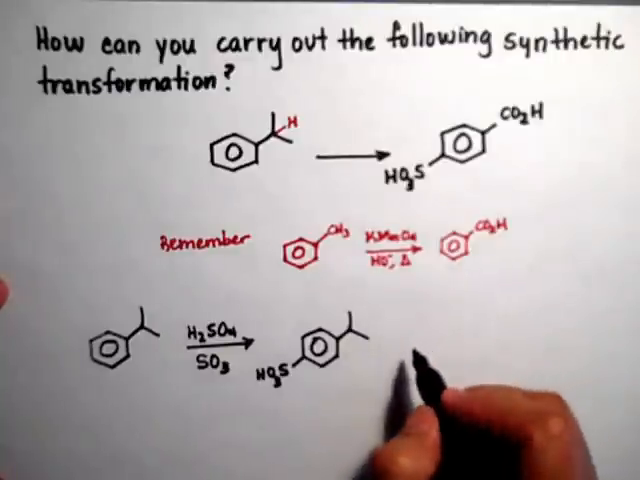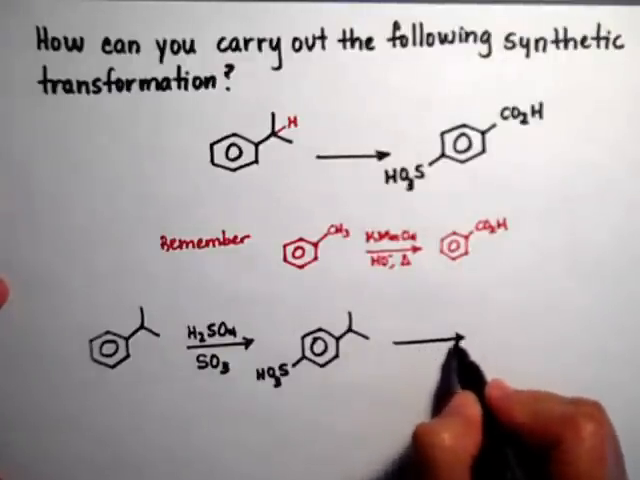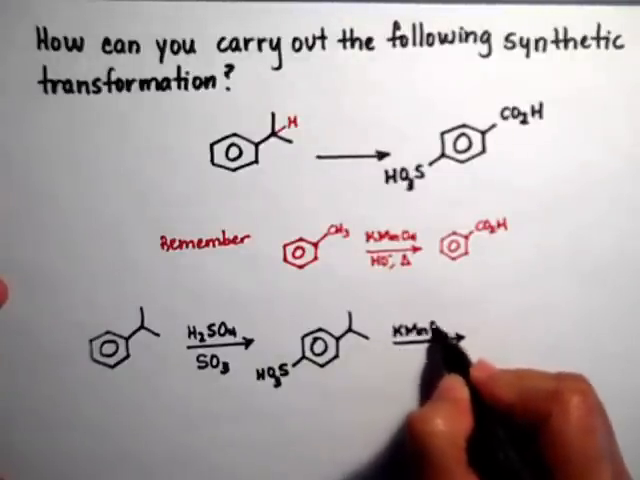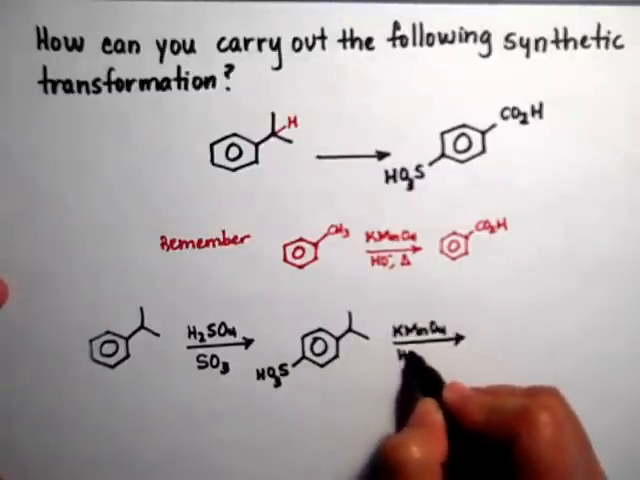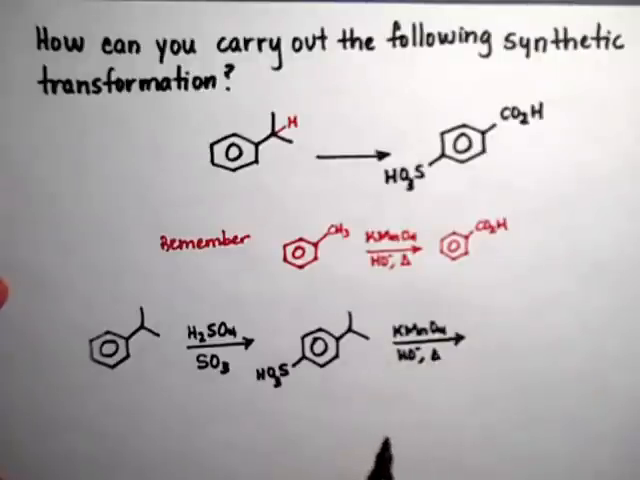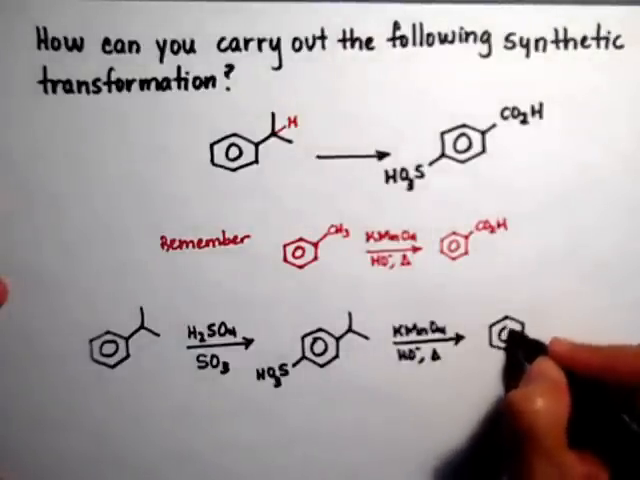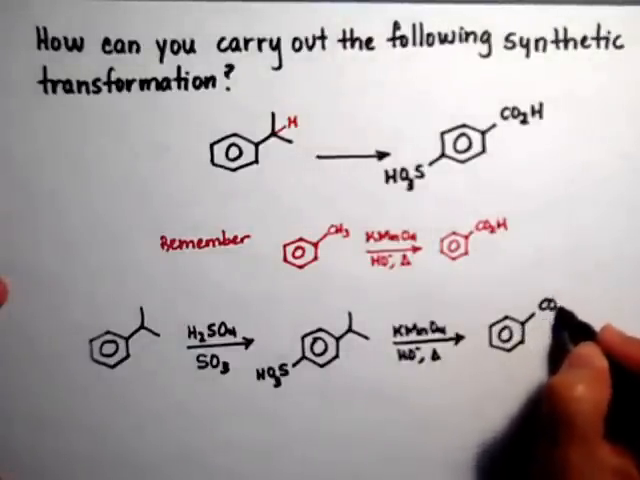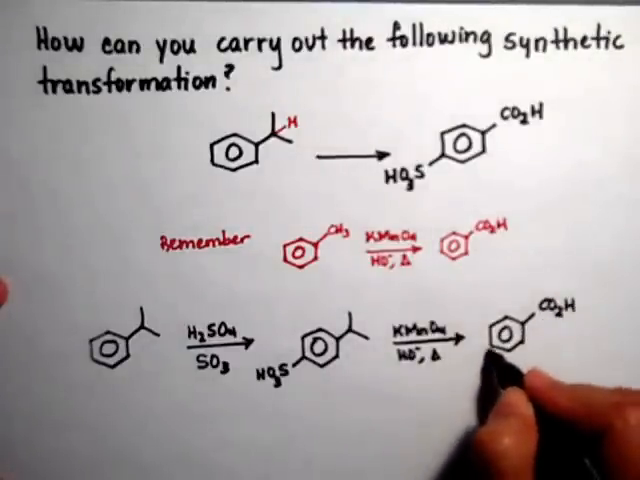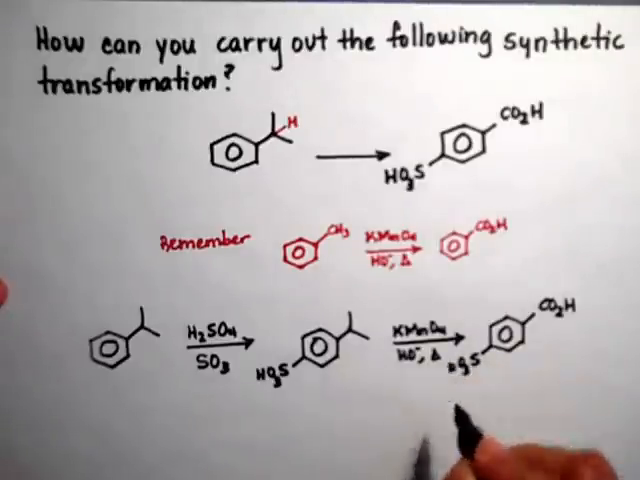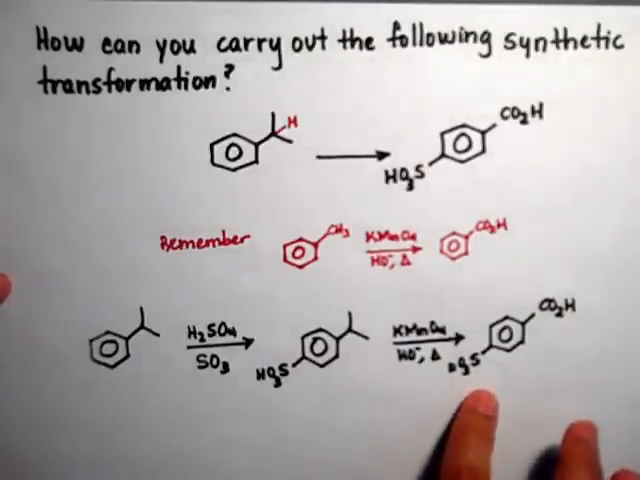And now I can do the reaction with potassium permanganate. The potassium permanganate is not going to do anything to the sulfonic acid we just put in there, but it's going to take the benzylic carbon of the isopropyl and oxidize it to the carboxylic acid. And this is the product that we wanted to get.